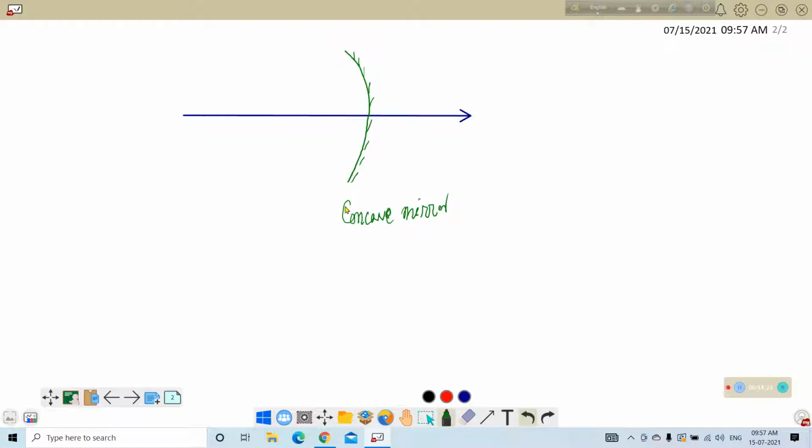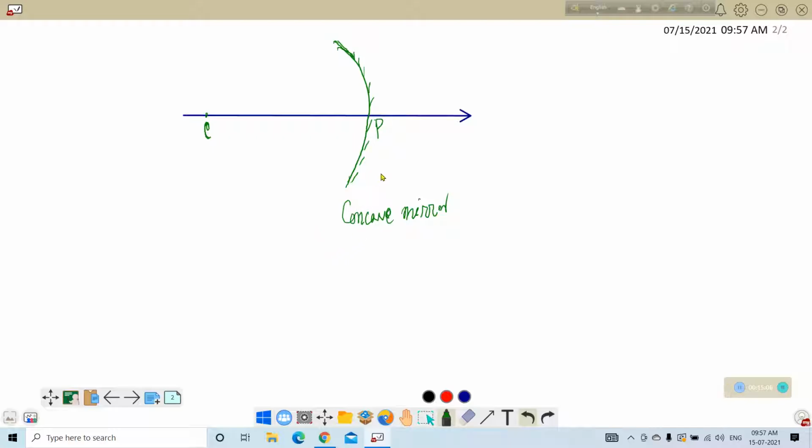So this is the concave mirror. And you see, the concave mirror is a curved surface. And every curved surface should have a center. Suppose this is the curved surface, and there is a center for each curve or curvature. Let us suppose this is the center of this curvature. So this is the center of the curvature and this is the pole of the mirror. Okay.